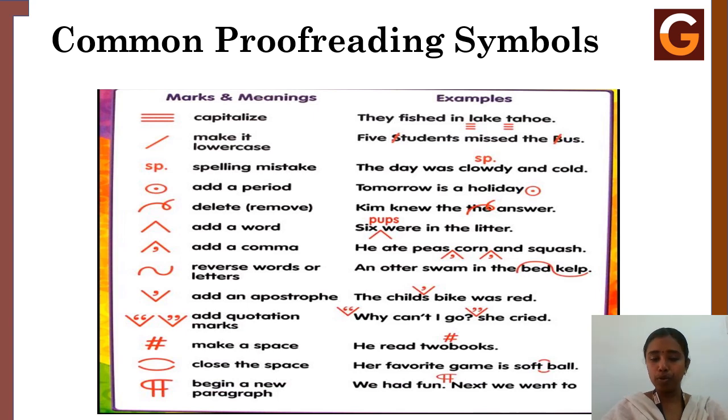So whenever the proofreader has to, suppose a word has to be capitalized, he need not directly change that, but instead he or she can use that symbol. So when the author corrects it, he will correct it accordingly. So a slash means to make it lowercase, and there is this curve which states to reverse the word. So here is the list of proofreading symbols which you can go through.